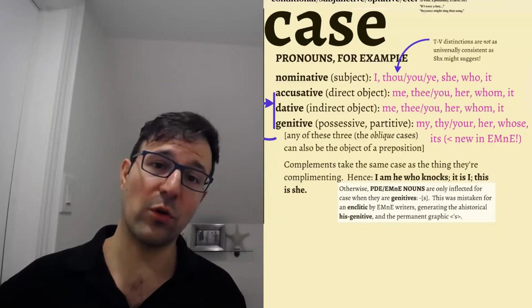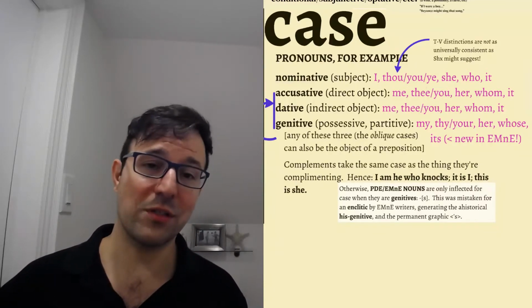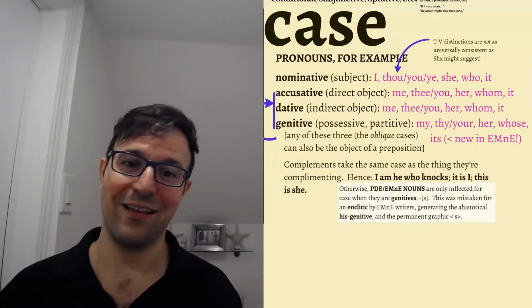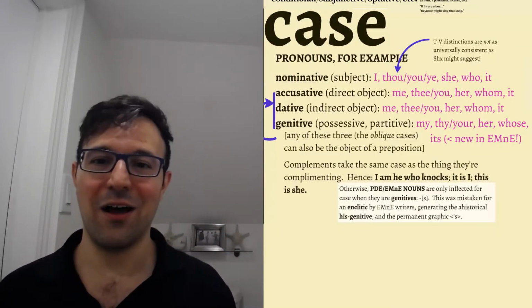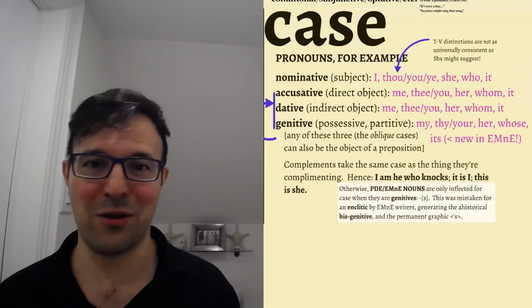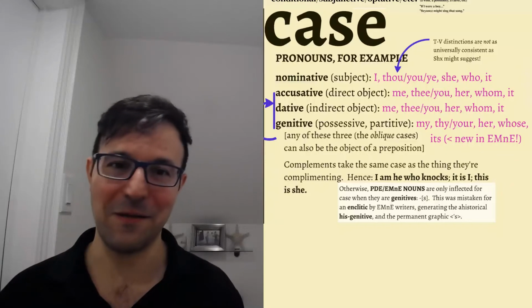And from that ahistorical hypercorrection, frequent usages like "the queen her crown" started emerging naturally and frequently. This is what we call the his genitive. And it came up in the early modern period. You'll see it a lot in the early modern period, and then it falls away by PDE.